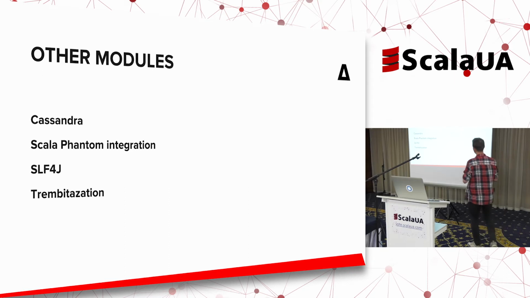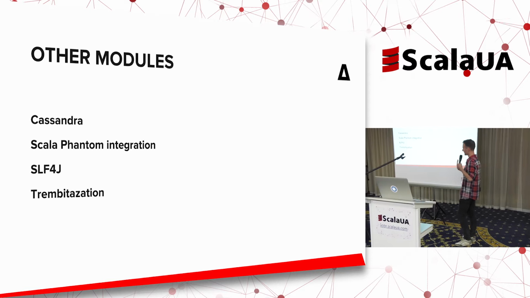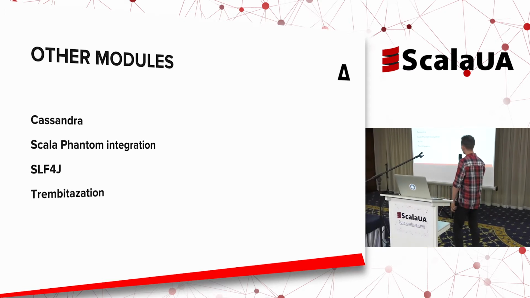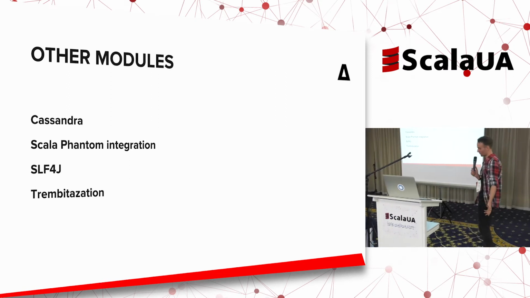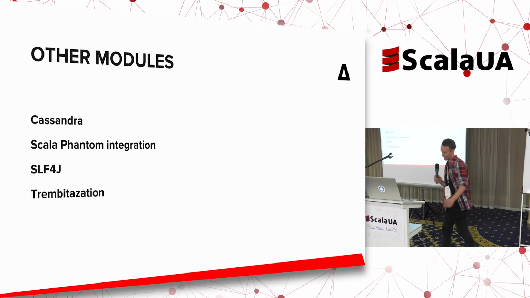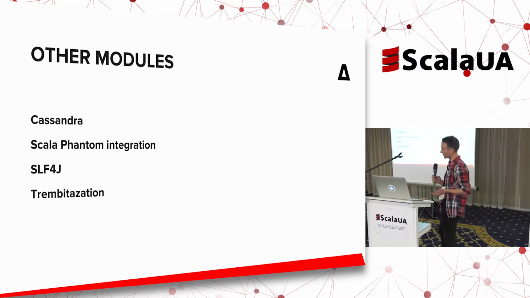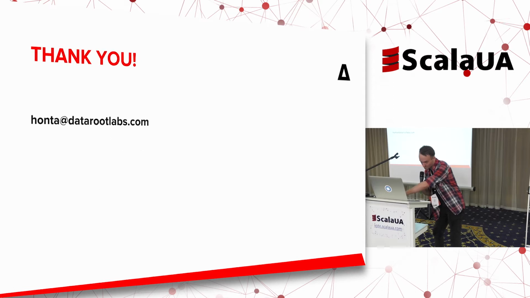So I have connectors to Cassandra, a module integrating Scala Phantom. Who is using Phantom? Nobody? Sadly. There is a module for logging; I use SLF4J, so you could use logback and other logging libraries. Trembitization is for serialization. Currently, it supports only SOSI, just to convert JSON.